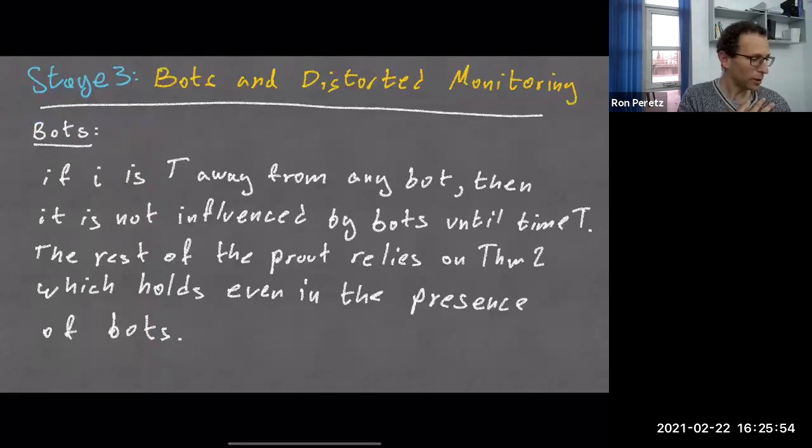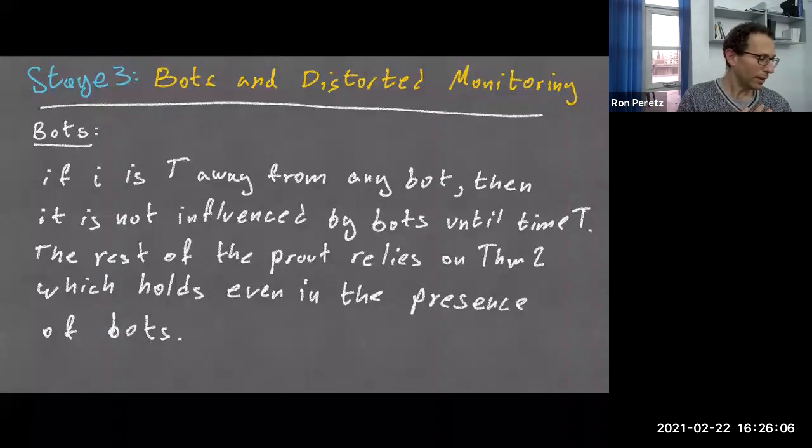So let's see, now I want to introduce the bots and the distorted monitoring. With bots, I don't have a big issue because in the first stage, if my vertex I is of distance t from any bot, then in the first stage, I will not be influenced by any bot. Okay, so the first stage works. And the second stage, where I take the Lyapunov function, this thing works with bots as well. The same argument with the Lyapunov function works with bots.